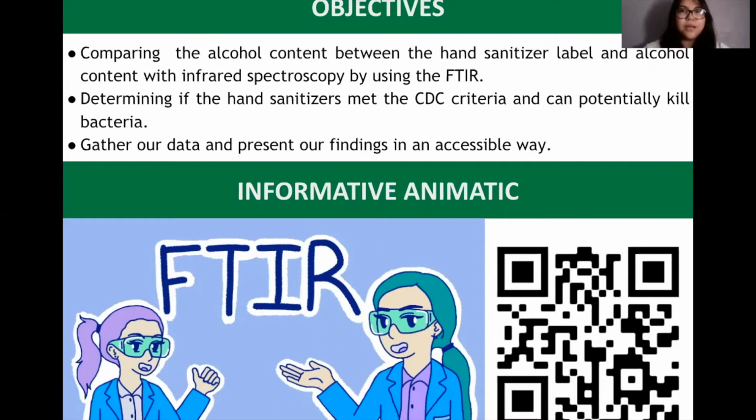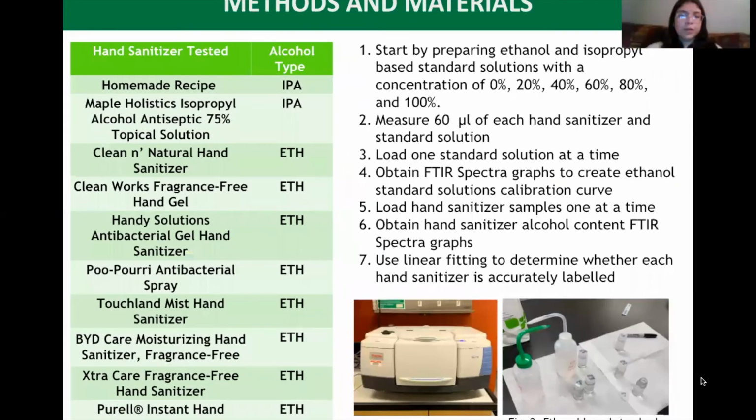Brenda will now be speaking of our experimental procedure. So for our methods and materials, we tested 10 commercially available hand sanitizers, 8 of which are ethanol-based and 2 IPA-based. Out of the 2 IPA-based hand sanitizers, one of them was a homemade recipe.